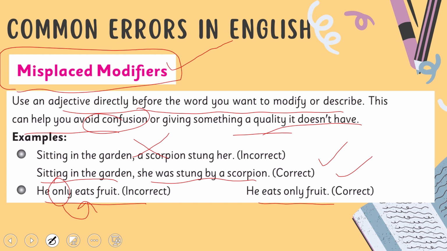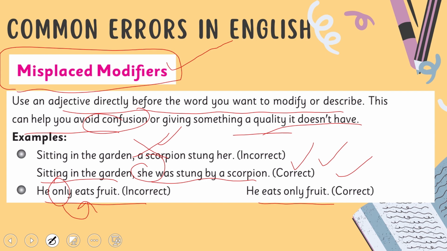Sitting in the garden, a scorpion stung her. Incorrect. Sitting in the garden, she was stung by a scorpion. You have to make it passive. She was stung by a scorpion. It's because it's about her perspective. The scorpion is not the main character; the girl is the main thing that we are talking about, and that has to be highlighted before the scorpion. So, sitting in the garden, she was stung by a scorpion is the right way to say that.